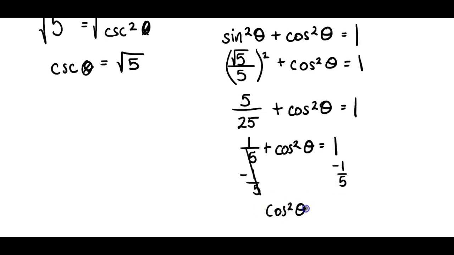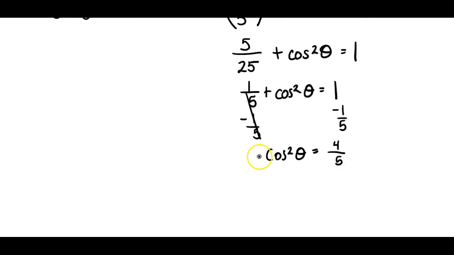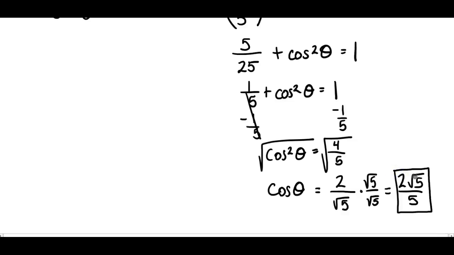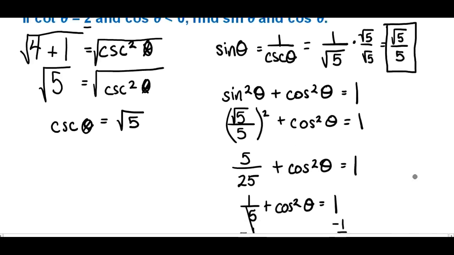Cosine squared of theta is equal to 1 minus 1/5, which is going to be 4/5. And then I just have to take the square root of both sides. I get cosine of theta is equal to the square root of 4, which is 2, over the square root of 5. We can rationalize that. We get 2 radical 5 over 5. So there's my answer for cosine. And remember, sine is radical 5 over 5.